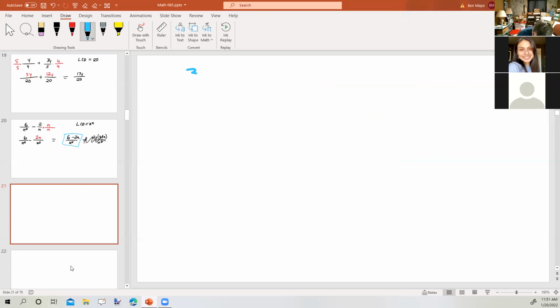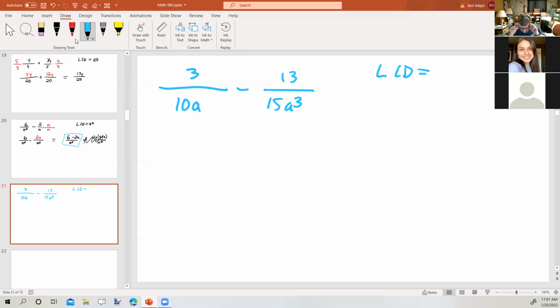Okay. 3 over 10a minus 13 over 15a cubed. What's the least common denominator? Careful. Let's look at the numbers first. What's the least common denominator of 10 and 15?